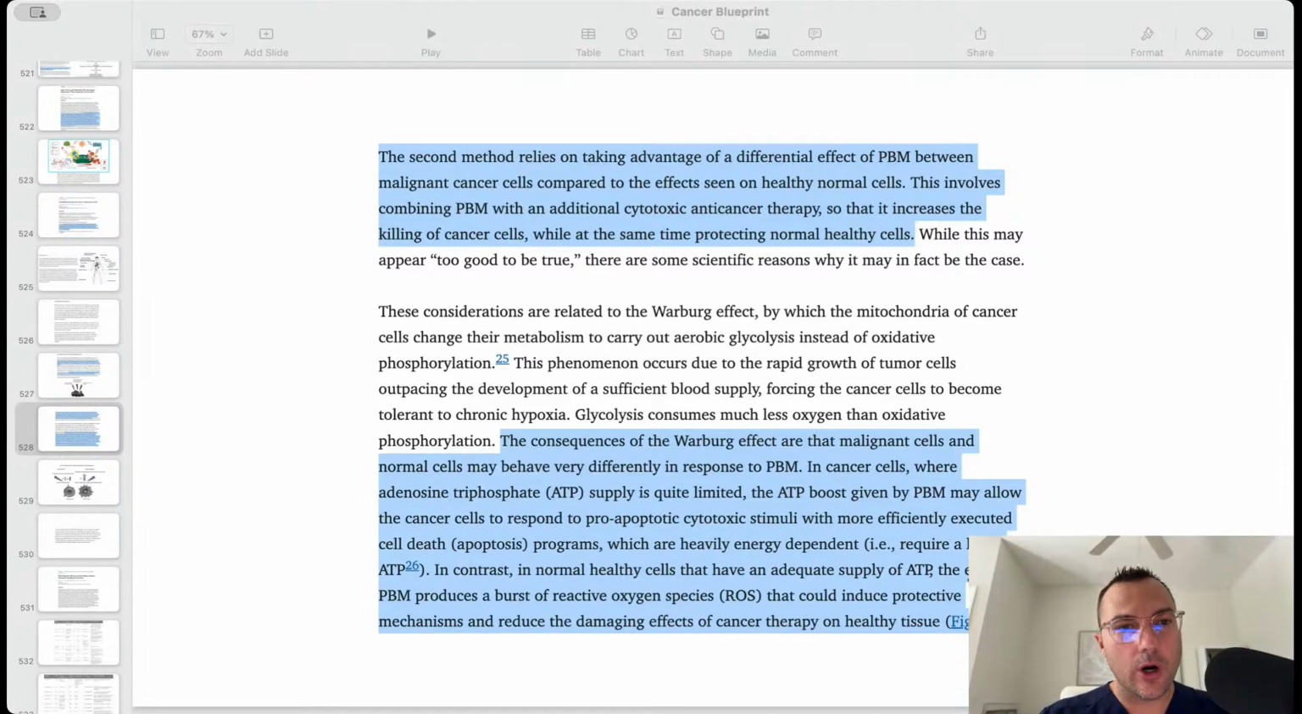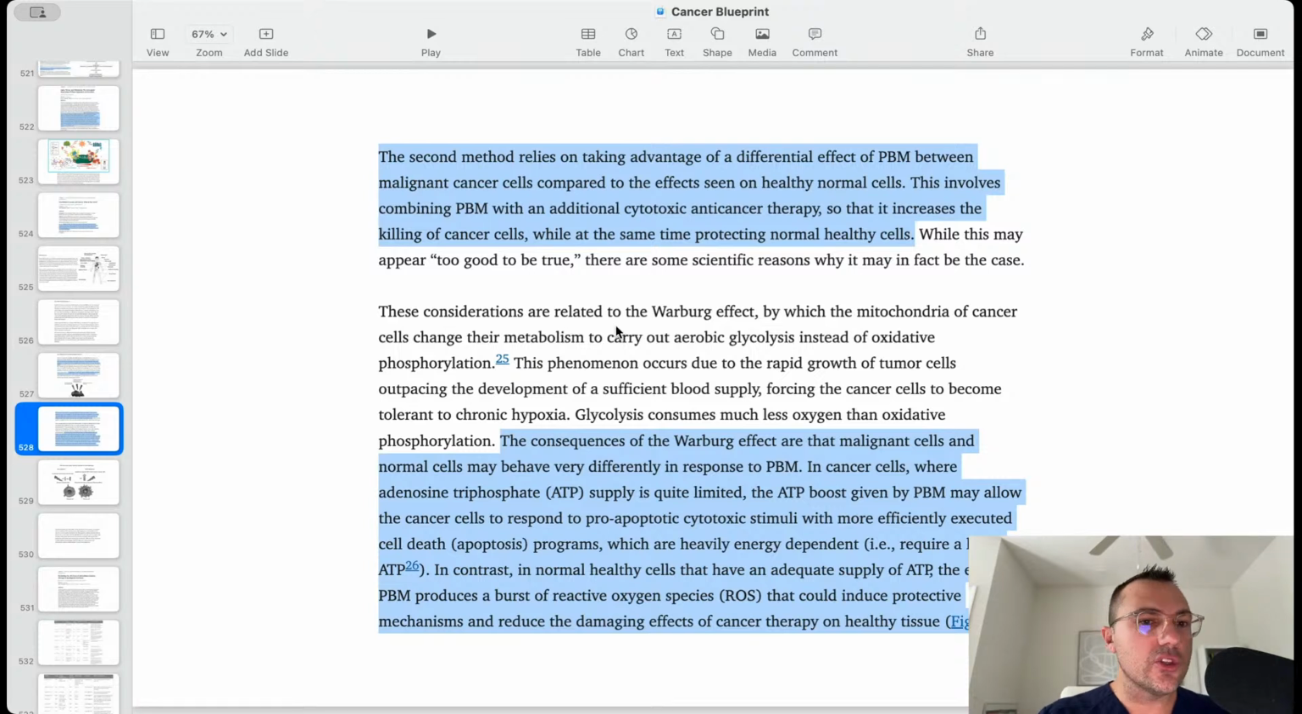And I don't want to say I disregard the negative studies. I look at them, but mechanistically, it would make more sense for red light therapy to have an inhibitory or helping effect than a harming effect. So the second method that they hypothesize relies on taking advantage of differential effects of PBM between malignant cells and normal healthy cells. This involves combining photobiomodulation with additional cytotoxic anti-cancer therapy so that it increases the killing of cancer cells while at the same time protecting normal healthy cells.